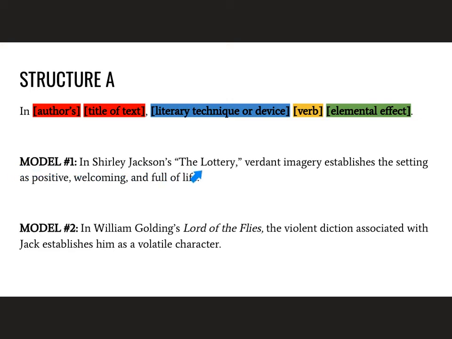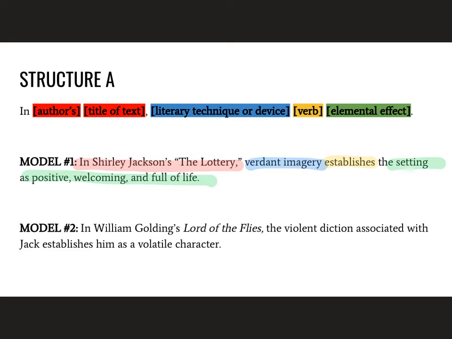In Shirley Jackson's The Lottery, verdant imagery establishes the setting as positive, welcoming, and full of life. Pause this video and see if you can identify the author, the title of text, the literary technique or device, the verb that's being used, and the elemental effect. Let's review. In Shirley Jackson's The Lottery, verdant imagery establishes the setting as positive, welcoming, and full of life. Now take a look at model number 2.